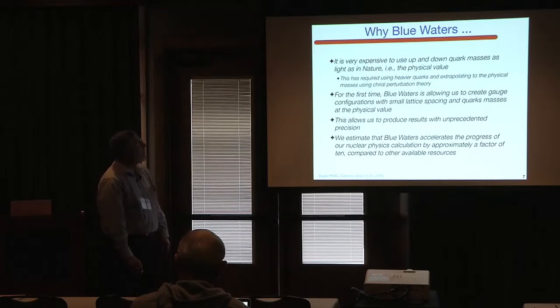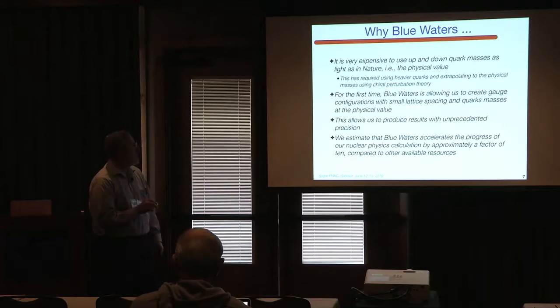Okay, why, again, Blue Waters? I mentioned that we're not always using up and down quark masses as light as in nature, because it becomes more expensive to do the calculation when you reduce the quark mass. That's because the condition number of the matrix that you have to invert gets worse and worse as the quark mass is reduced. And so that means up until recently, we've been using quarks heavier than in nature, and we had to extrapolate all our physical observables to the right lower quark mass, and this is done using something called chiral perturbation theory. And Blue Waters, for the first time, is allowing us to create ensembles of these configurations with small lattice spacing and quark masses that are as small as in nature. And that helps us eliminate the chiral perturbation theory calculation, and that extrapolation was a significant source of error to us in the past. So it's really nice to be able to reduce that.